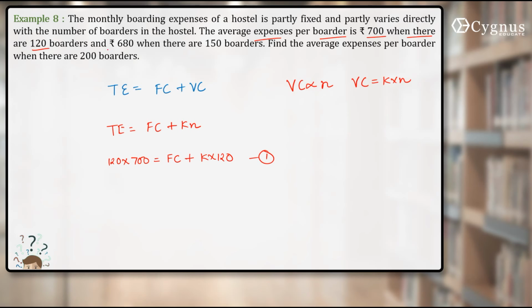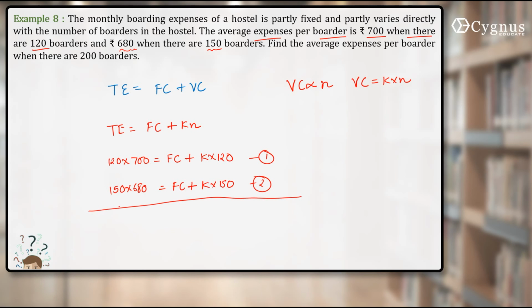What's case number two? They'll be paying 680 rupees each when the number of boarders are 150. So the total expenses will become 150 into 680, which is equal to fixed charge, which will remain the same, plus K into 150. This is equation number 2. I can see two variables here. One is FC and one is K.